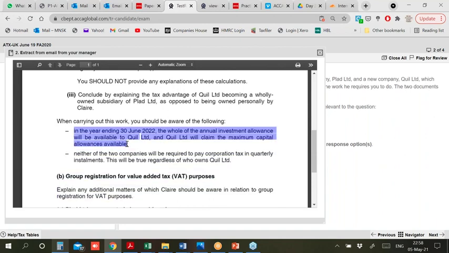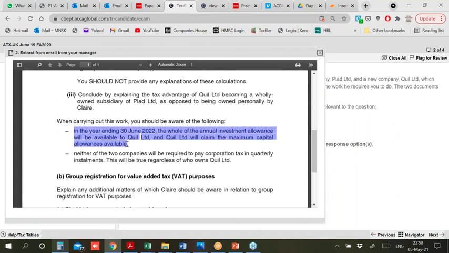Because what happens is, if you form a group of companies, rather than having separate AIA available for each and every company, you now have only one AIA available for the whole group. So if Q Limited will become a member with P Limited as a 75% relief group member, there is only one AIA available.